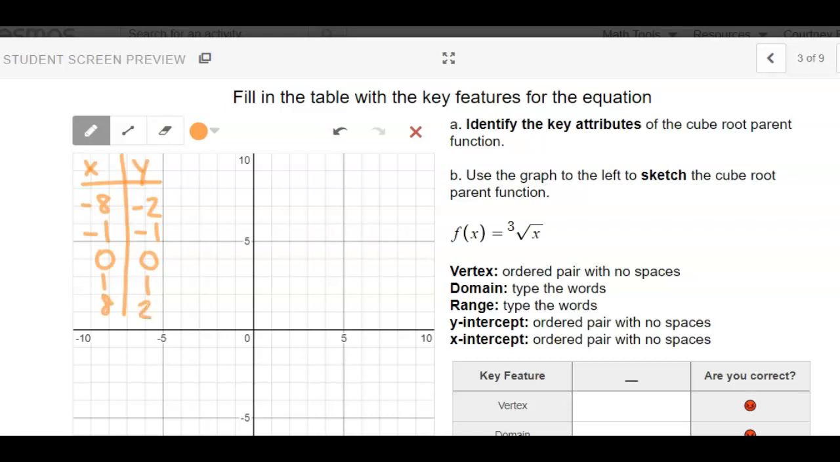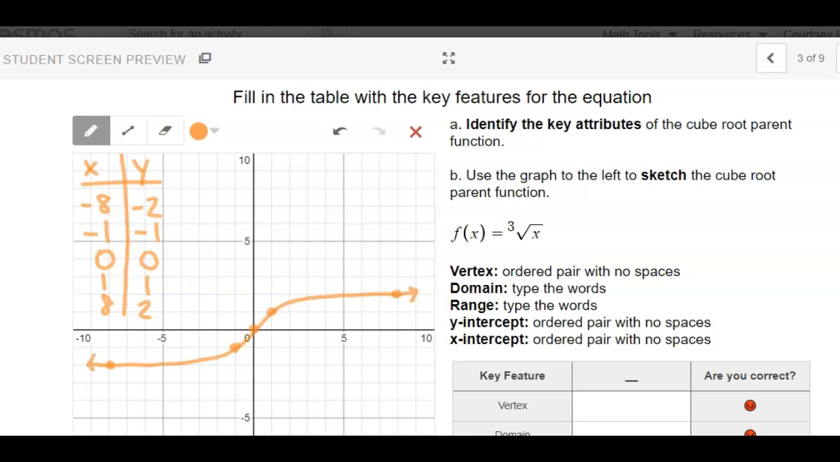So I have these points, and I'd like to plot them. So I have -8, -2. Here's that point. I have -1, -1, 0, 0, 1, 1, and 8, 2. So here is my cube root parent function.